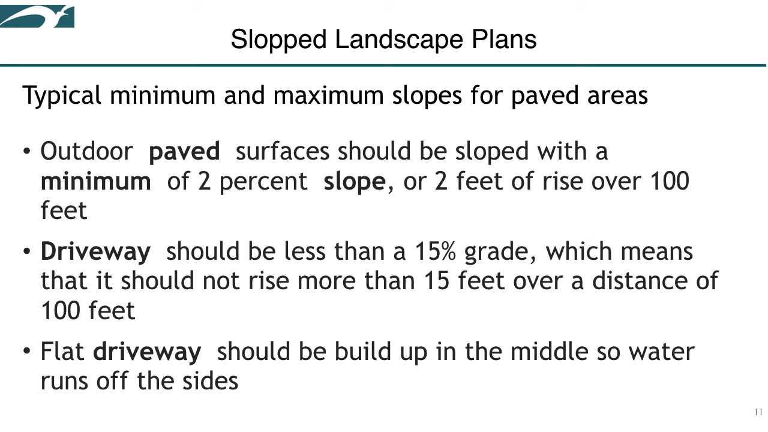Outdoor paved surfaces should be sloped with a minimum of 2% slope or 2 feet of rise over 100 feet. Your driveway should be less than 15% grade, which means that it should not rise more than 15 feet over a distance of 100 feet. Flat driveways, on the other hand, should be built up slightly in the middle so water runs off on either side.